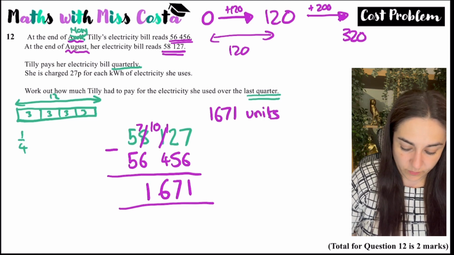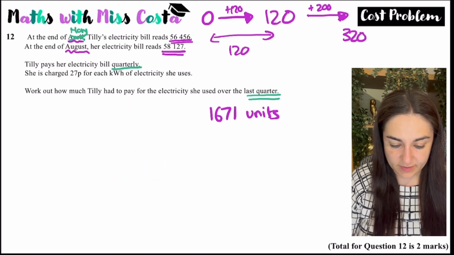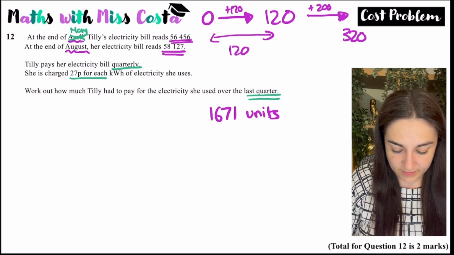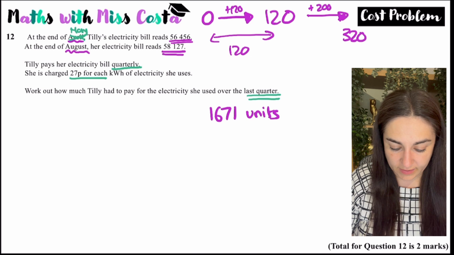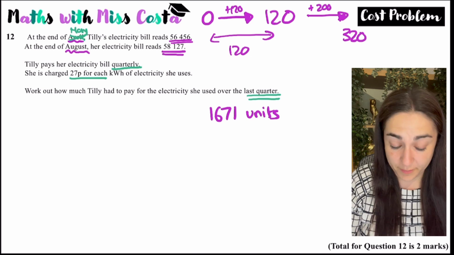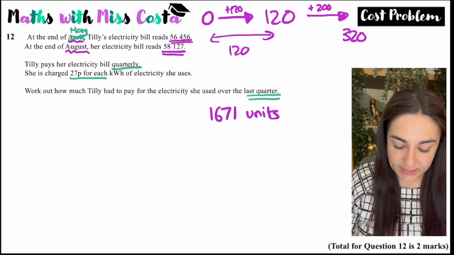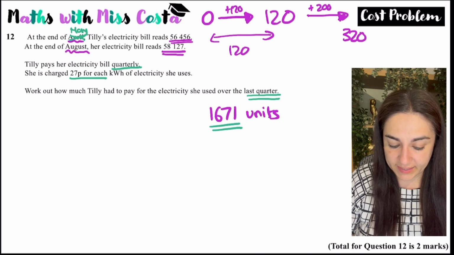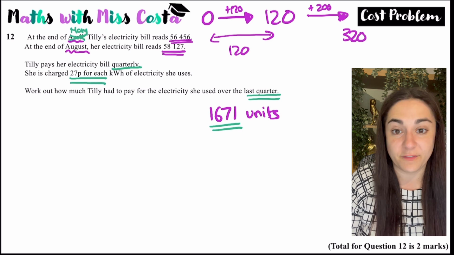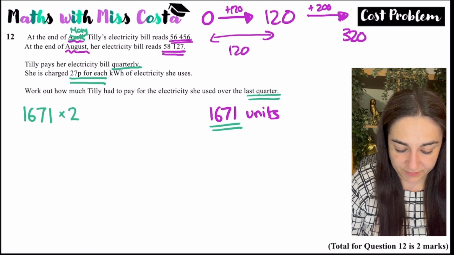And then I'm told that she is charged 27p for each kilowatt per hour of electricity she uses. You don't need to know the terminology, you just need to pick up the key information. Essentially, she's used 1,671 units and she gets charged 27p for each unit she uses. So I'm going to need to do 1,671 times by 27.